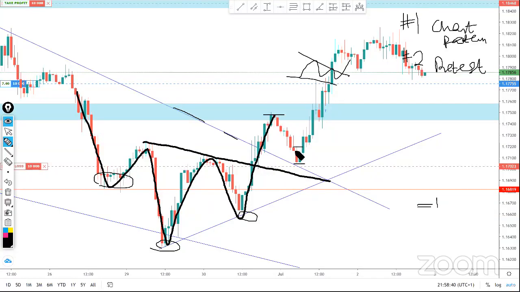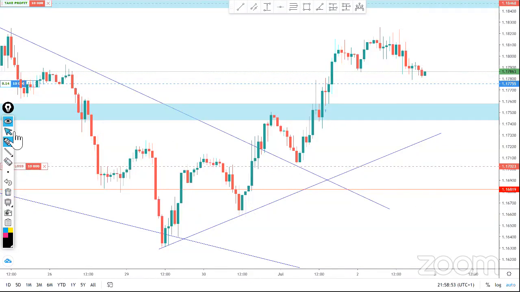Okay, so right here now we got a retest. This is confluence factor number two. And then the next confluence factor right here is price breaks out of this swing high right here. So I'm gonna zoom in more.